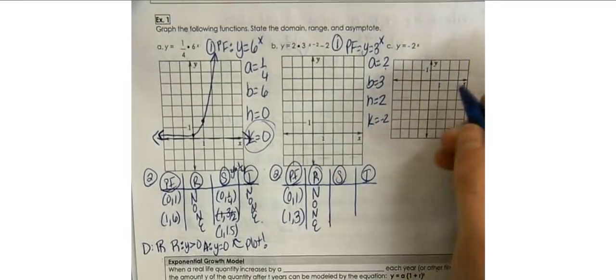Stretch shrink, I'm going to take all of my y values and multiply it by my a value. So I'm going to take y and multiply it by 2. So I have 0, 2, and 1, 6. Translation, that means I'm going to take all of my x values and add 2 to them, and take all of my y values and subtract 2. So I'm going to have 2, 0, and 1 plus 2 is 3, 4.